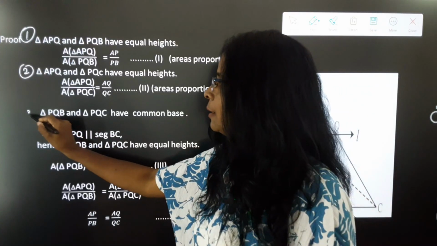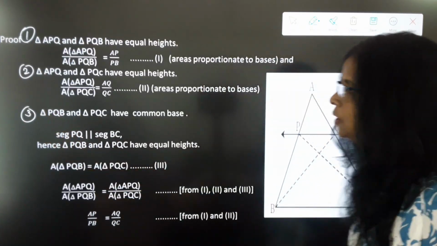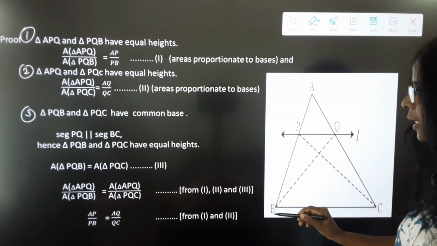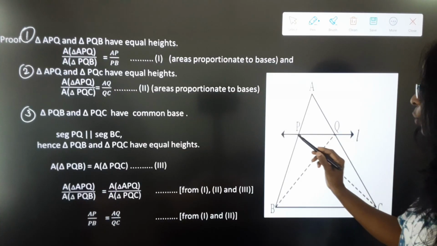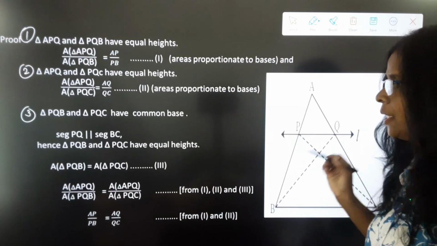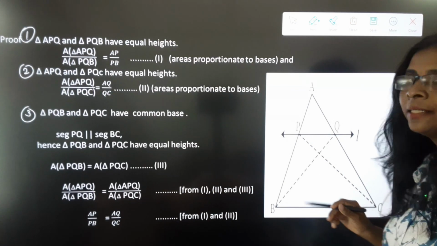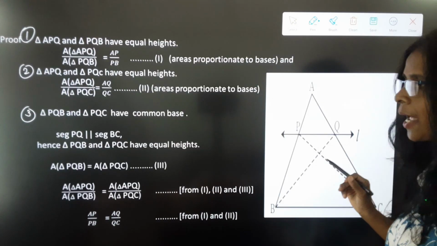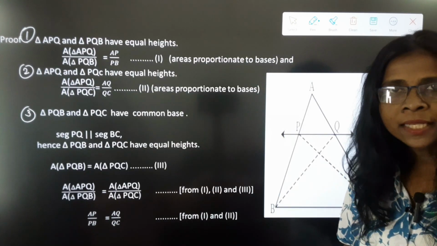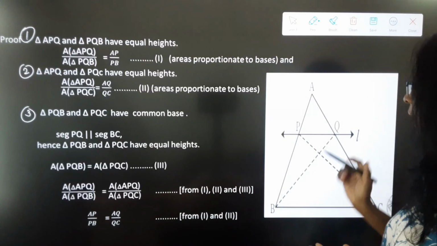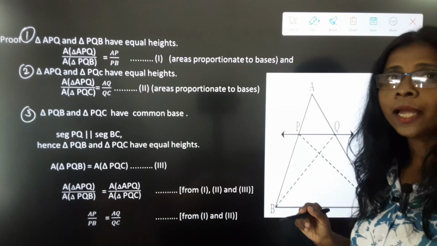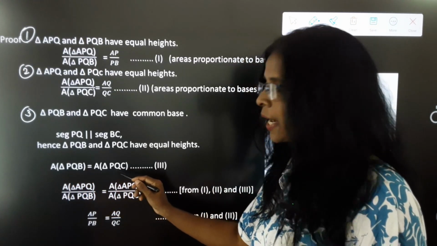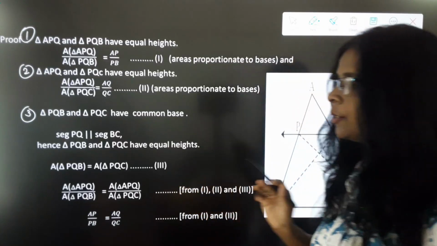Now students, take the triangles at the base level. That means triangles PQB and PQC have a common base, and since PQ and BC are parallel, these two triangles also have equal heights. Common base and equal heights means the areas of these two triangles are equal. So area of triangle PQB is equal to area of triangle PQC, and call it the third equation.